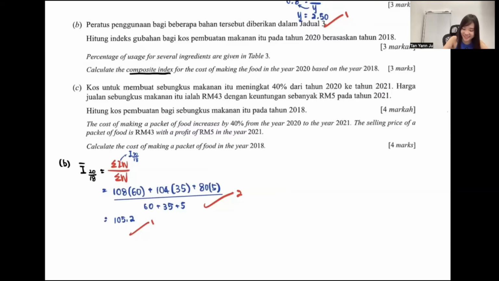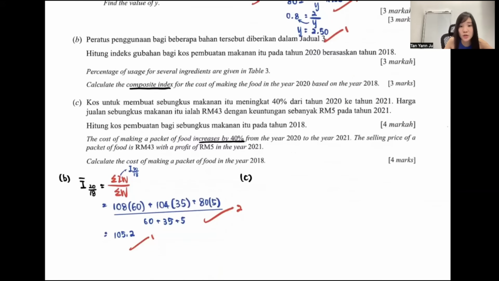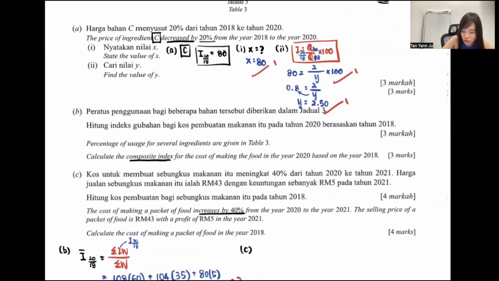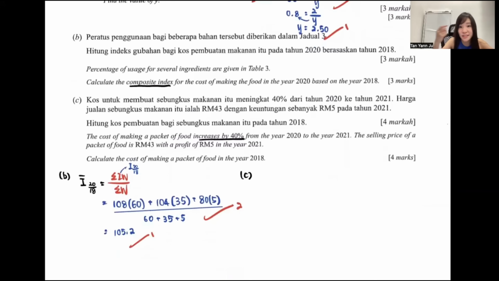Wow, quite easy, huh? Mine is C. In C, they say the cost of making a packet of food increased by 40%. I repeat again, whenever they say increase or decrease, all this is giving you the price index. Just now, we decreased by 20%, we write 80, right? Now they say increase by 40%, we write 140. So this one is the I, 2020 to 2021, isn't it I, 21 over 20.